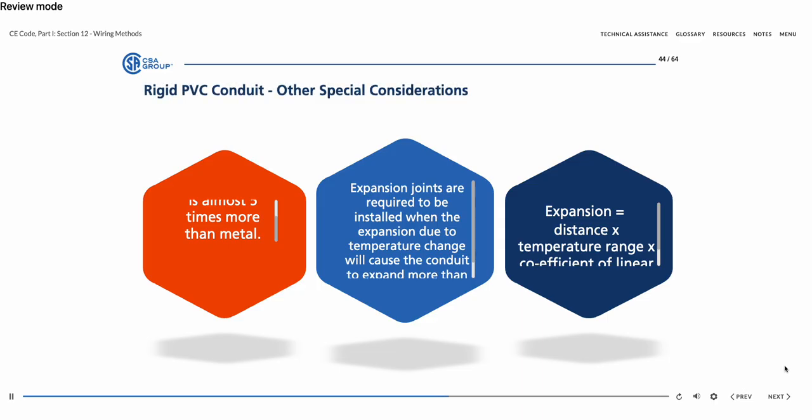Appendix B contains a chart showing the coefficient of linear expansion in millimeter per degree Celsius for various building materials and conduit types. In order to calculate the linear expansion of a given conduit run, the distance is multiplied by the temperature range and the coefficient of linear expansion.